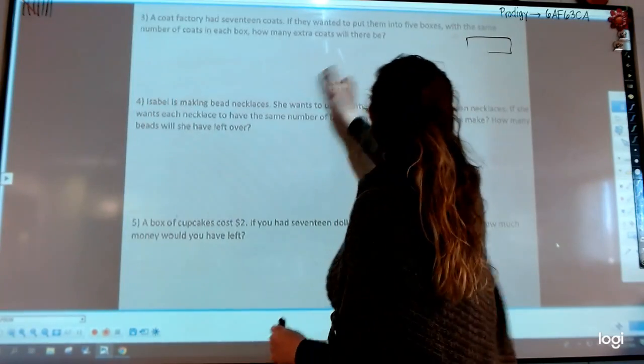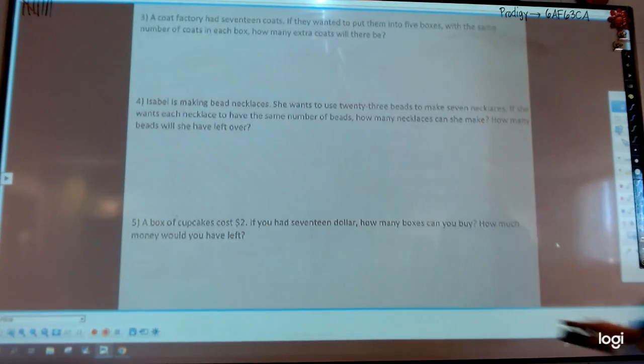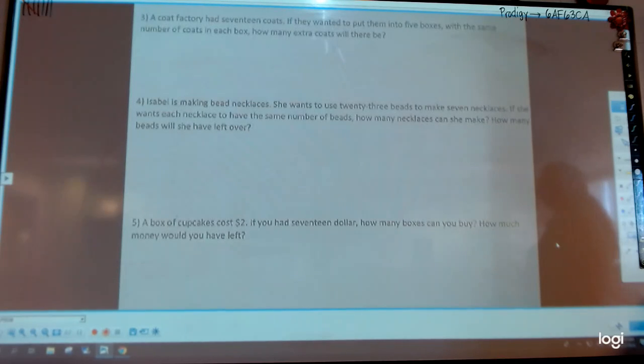If she wants each necklace to have the same number of beads, how many necklaces can she make? How many beads will she have left over?